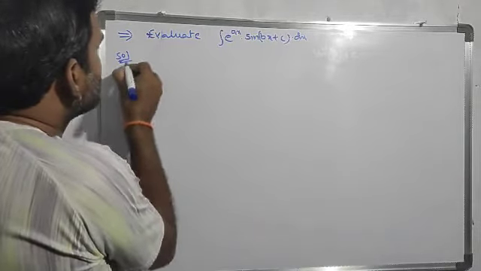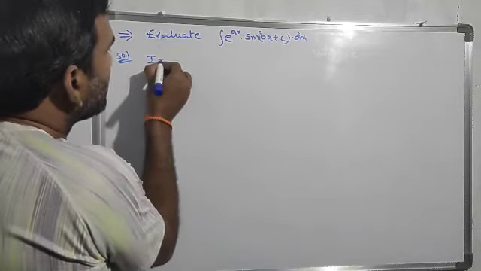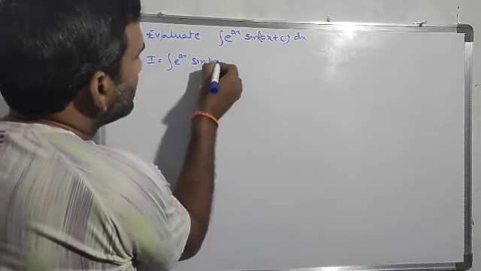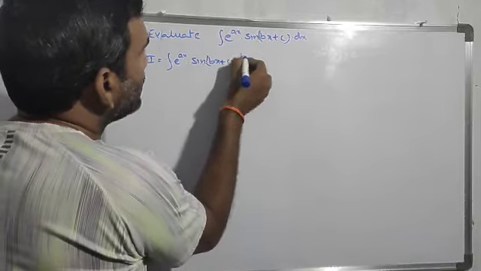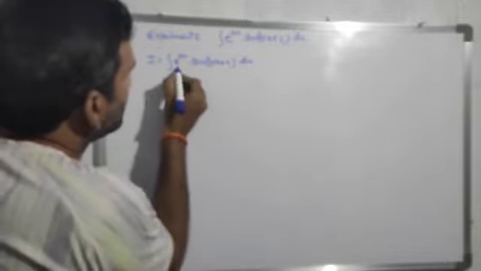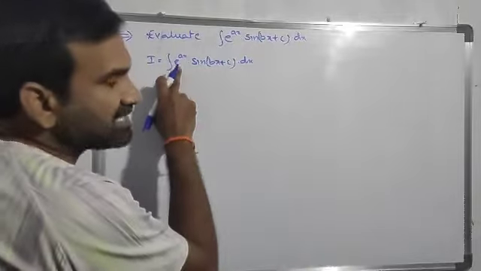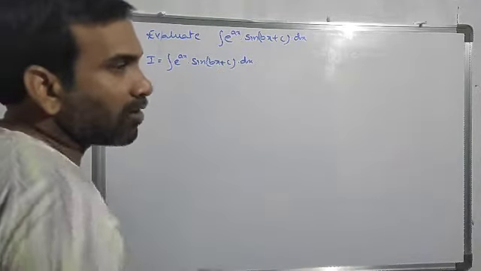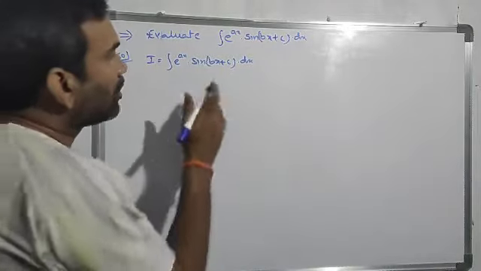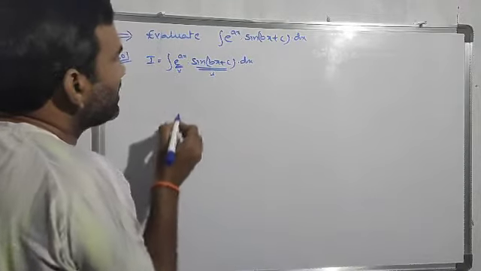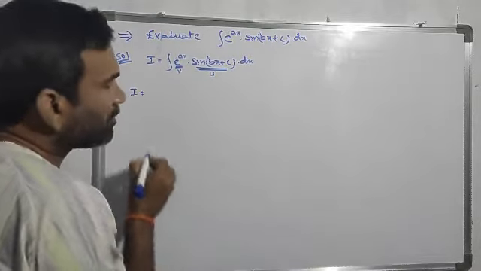integral value. In the solution, I am taking I equal to the integral of e to the power of ax into sine of bx plus c into dx. Here I am using the by parts method. It is an exponential function and that is a trigonometric function, so according to ILATE, I am taking this function as u and this function as v. So here I am applying the by parts method.